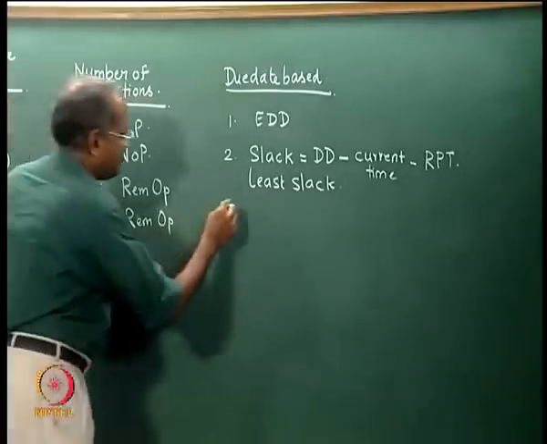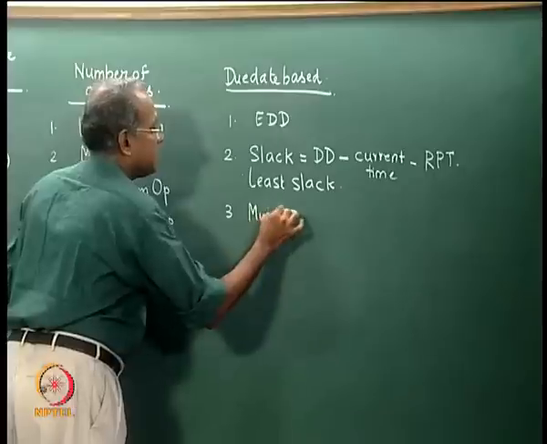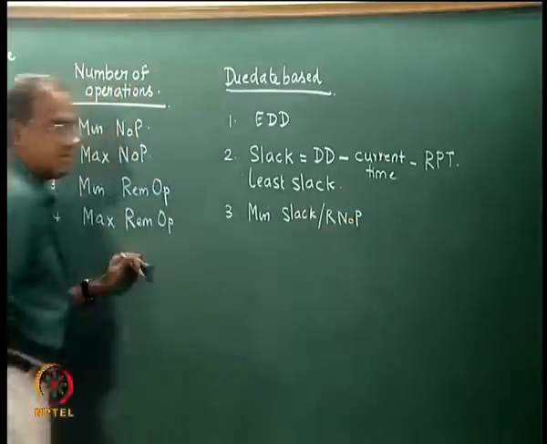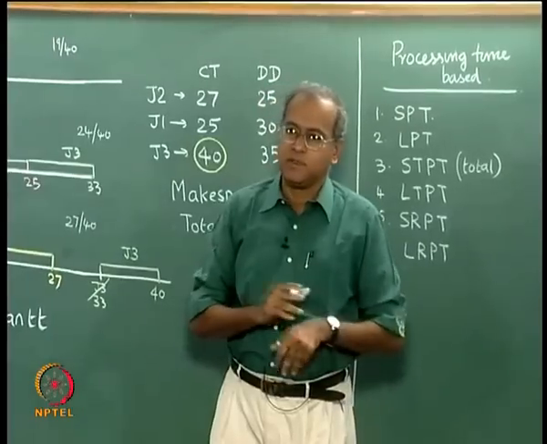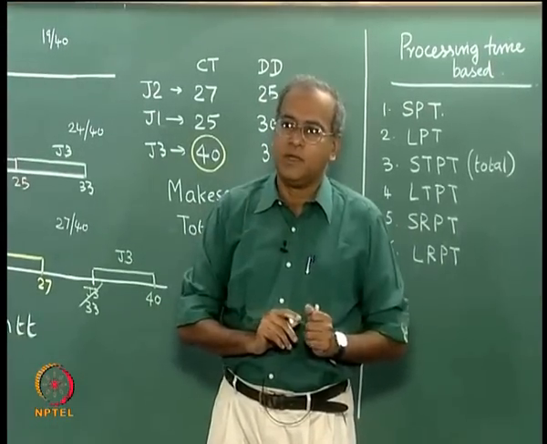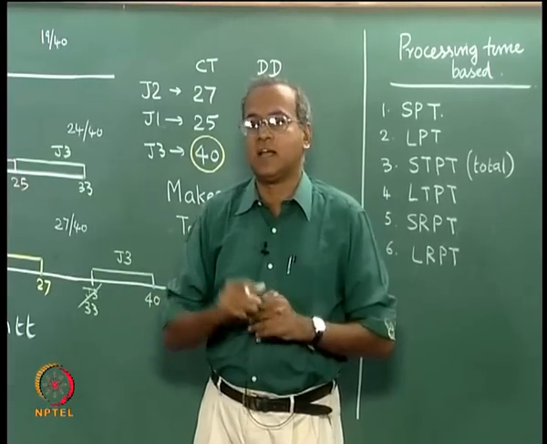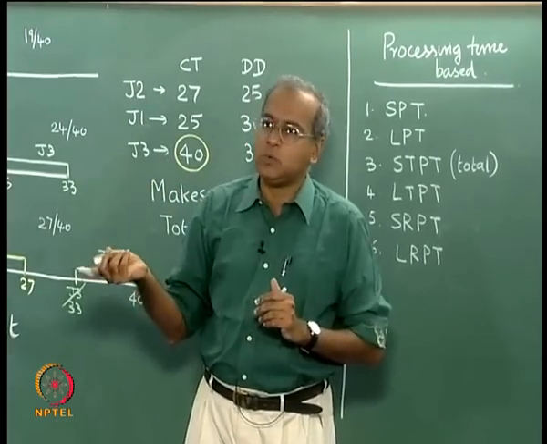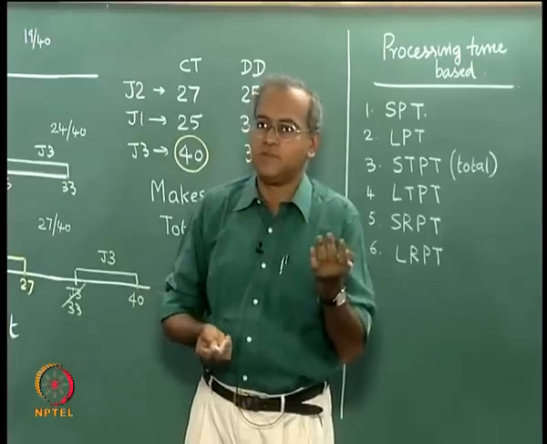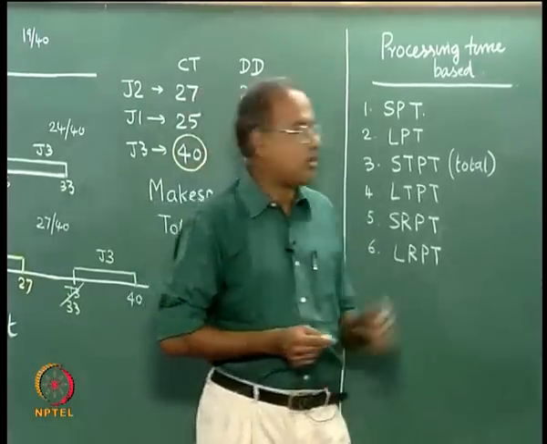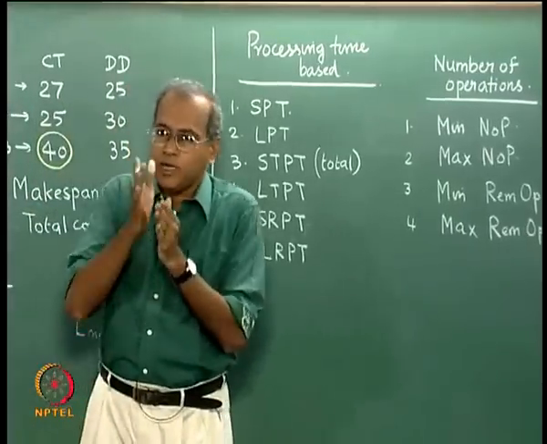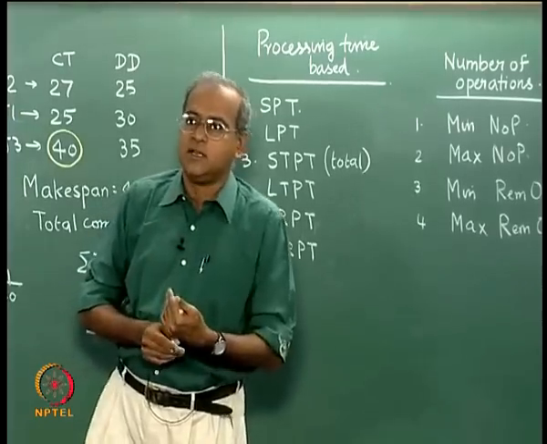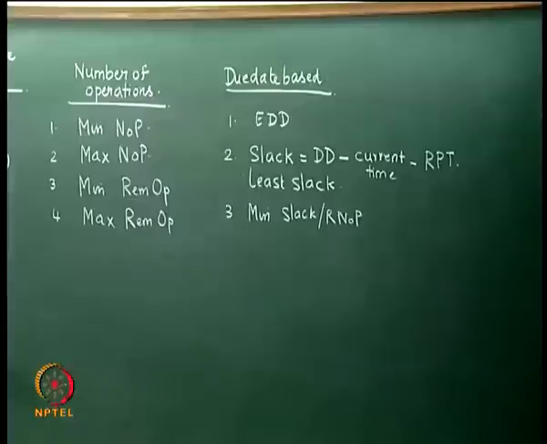Another commonly used rule is called minimum slack by remaining number of operations. I have a slack of 5, I may have only 1 more operation to go. I may have another situation where I have a slack of 8, but I have 2 more operations to go. So, 8 by 4 will be 2 or 8 by 2 will be 4 versus 5. So, the other one can be taken. So, we compute the slack and then we see how many more operations are to go. So, divide the slack by the remaining number of operations and then choose the minimum of slack by remaining number of operations.